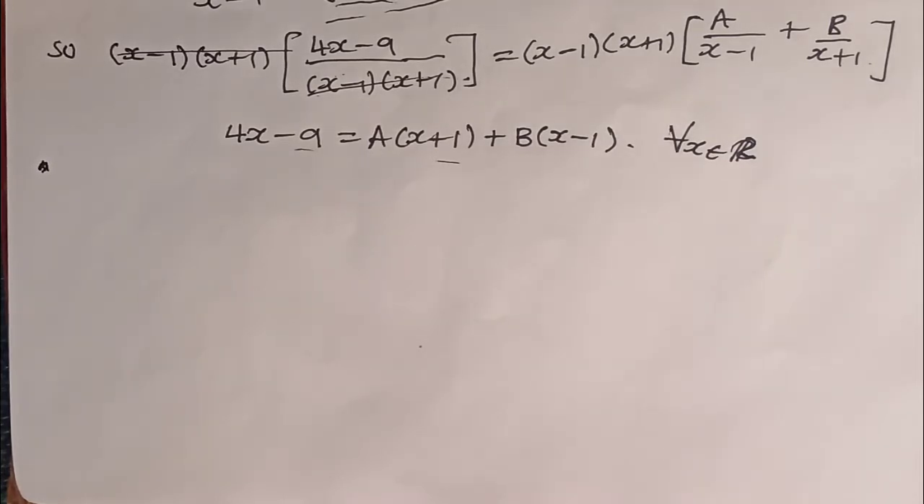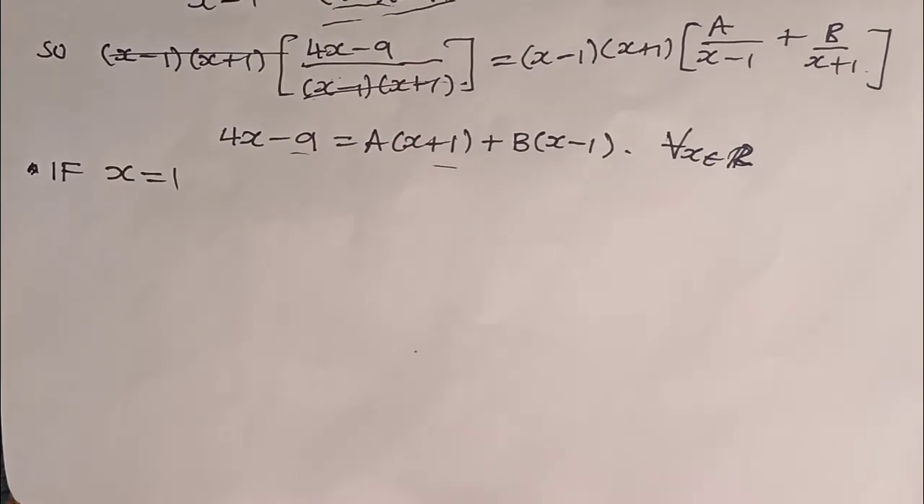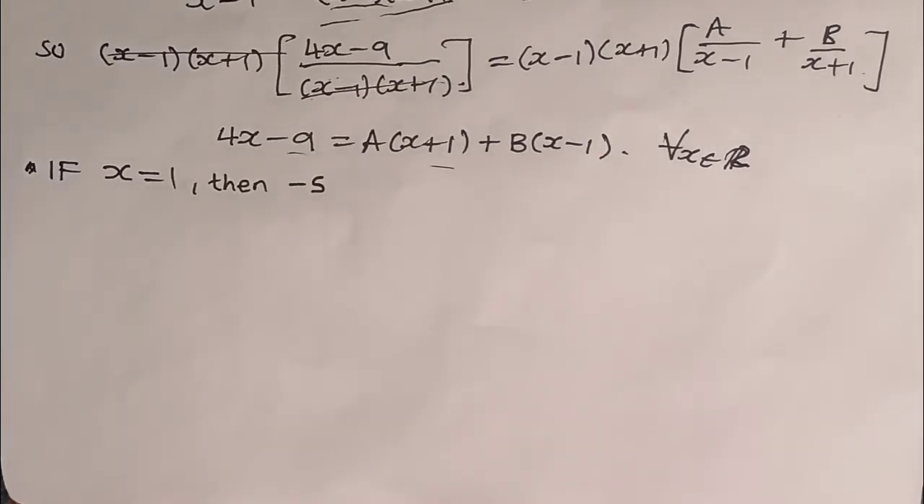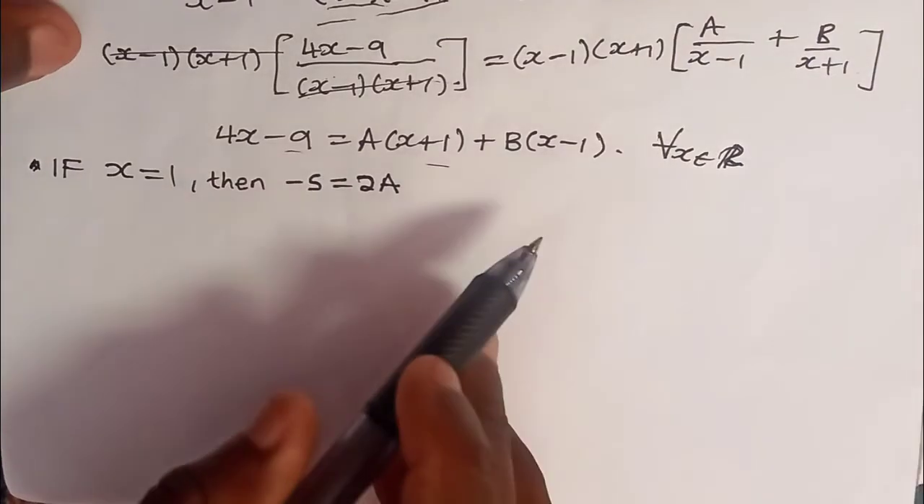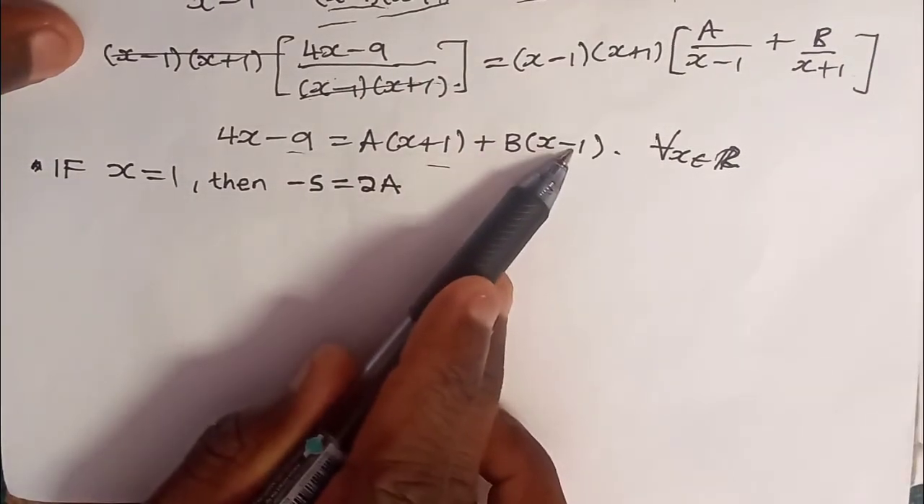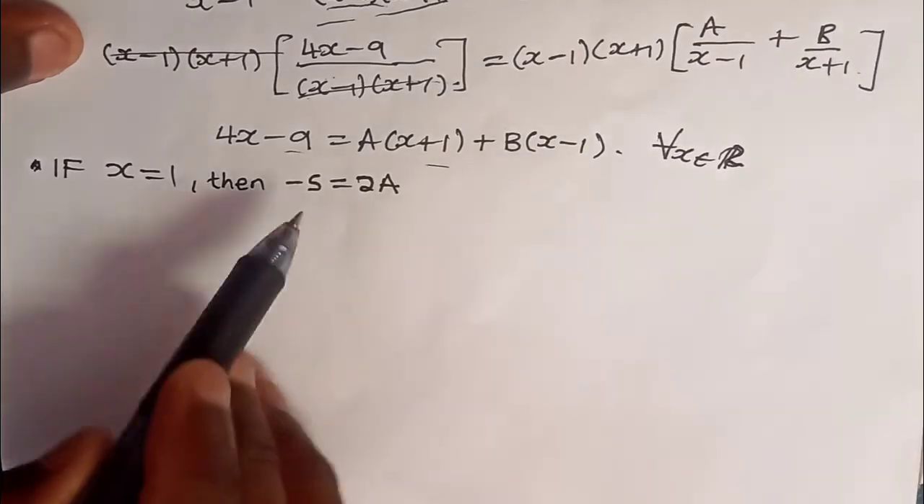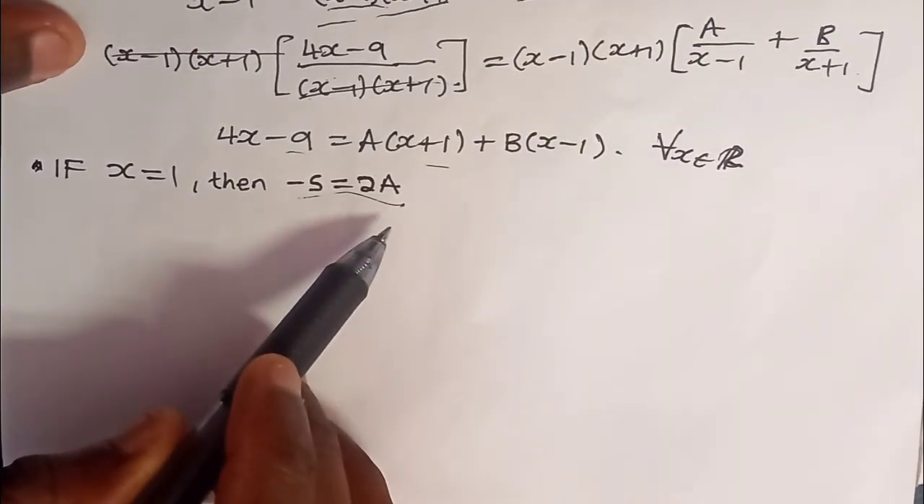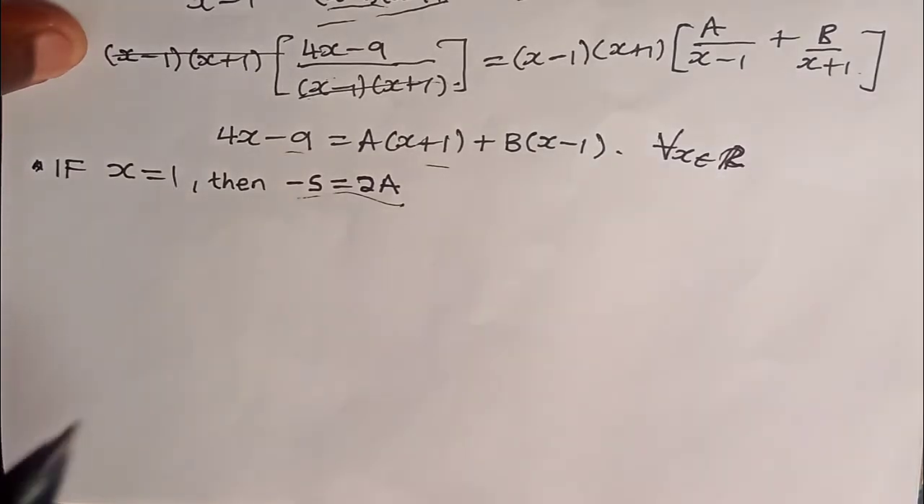Let's start. If x equals 1, then we have 4 times 1 minus 9 on the left hand side, which is negative 5, which is the same as A into 1 plus 1 plus 0. In other words, it's the same as 2A, since 1 minus 1 is 0, and 0 times B becomes 0. Hence, the value of A is negative 5 over 2.